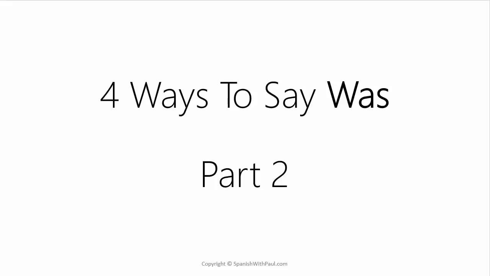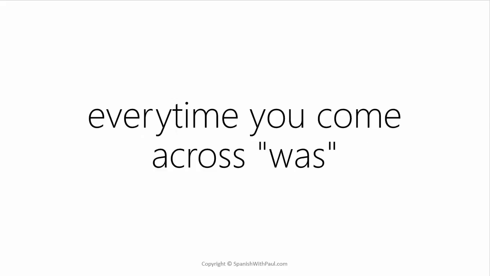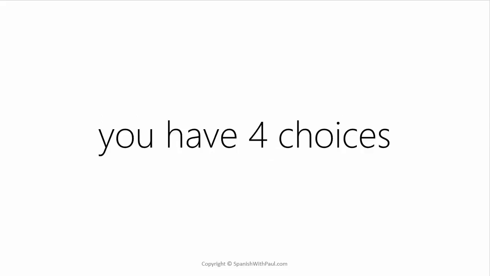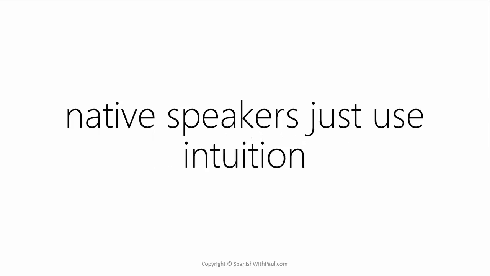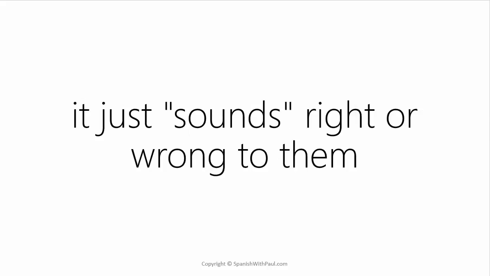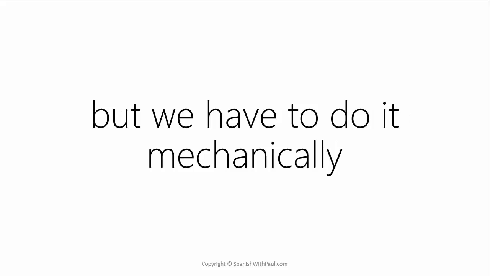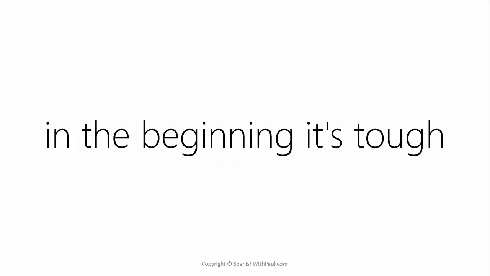So let's move forward with part two. Once again, what this basically means is that anytime you come across the word was as you're speaking Spanish, you have four choices to choose from. Now, native speakers just use intuition. It just sounds right or it sounds wrong to them, but because we're adults learning the language, we have to do it mechanically. And in the beginning, it's tough. It's tough work. And you have to kind of stop and think it out step by step.